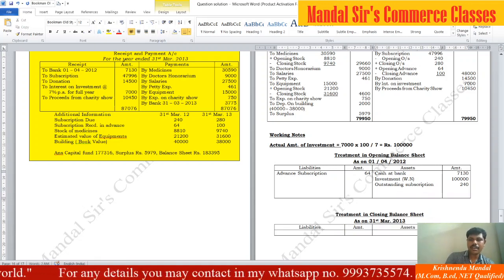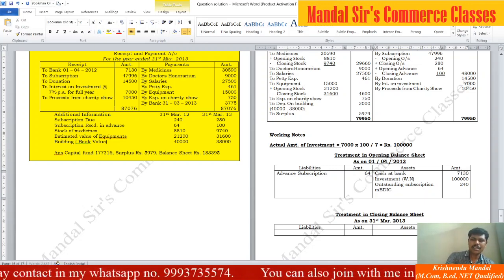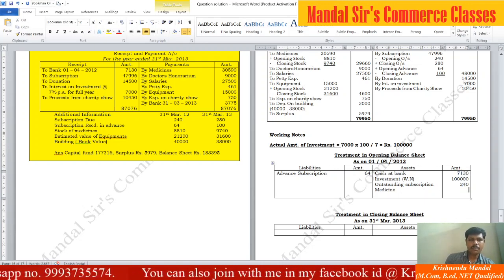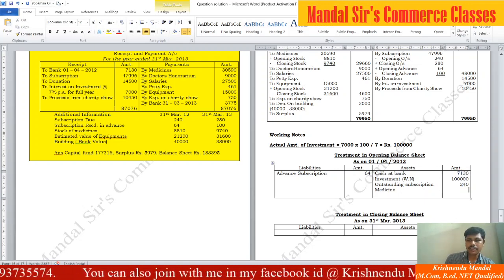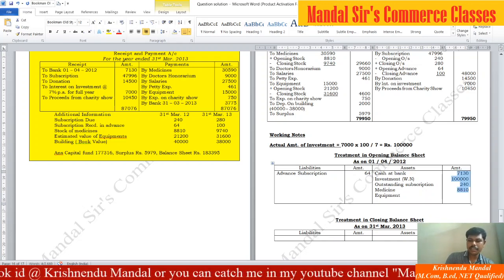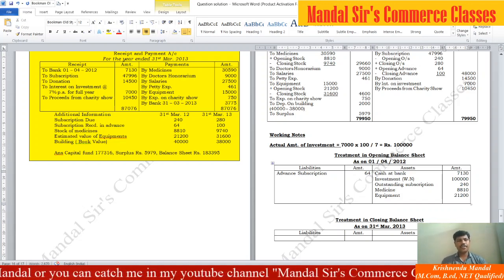Then stock of medicine. Stock belongs to the asset side. So for stock of medicine, just write over here medicine, it will be understandable. What is the amount of opening stock of medicine? That is 8810. Next, equipment. The value of equipment in the beginning of the year is rupees 21,200. After this, the book value of building is given.